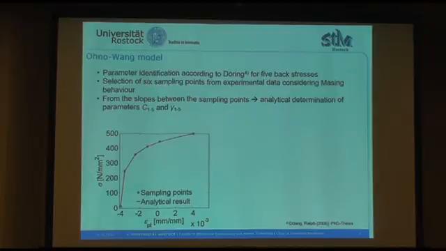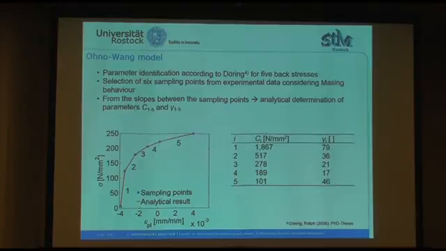The parameter determination of the Eurovan model was much easier. It was made according to Düring for 5 backstresses, and the first step was to select 6 sampling points from experimental data, considering Masing behavior. In the next step, it was quite simple to determine the parameters analytically from the slopes between the sampling points, which leads to these parameters.